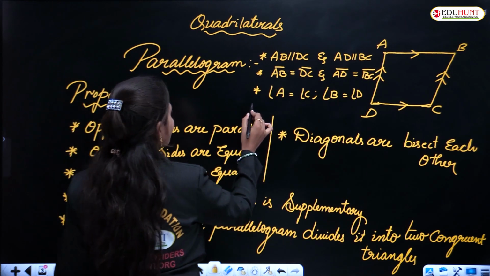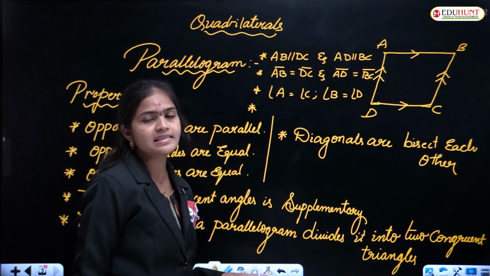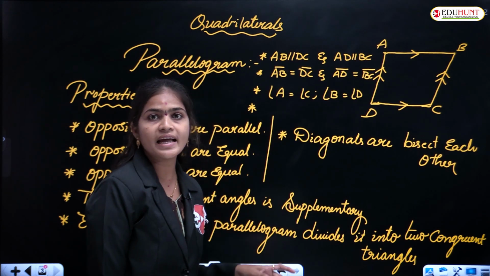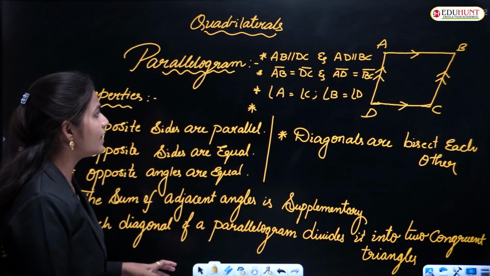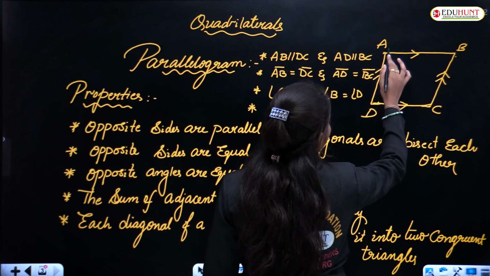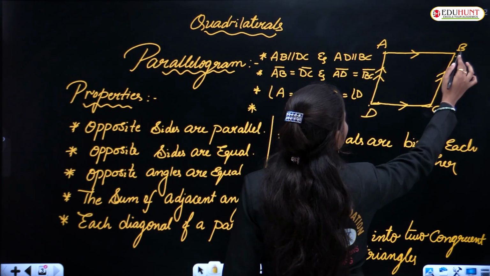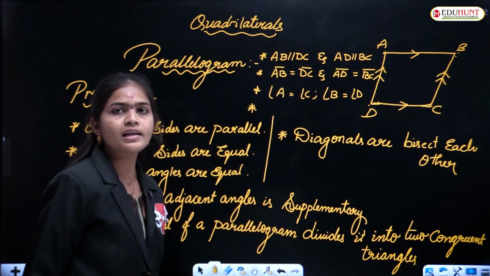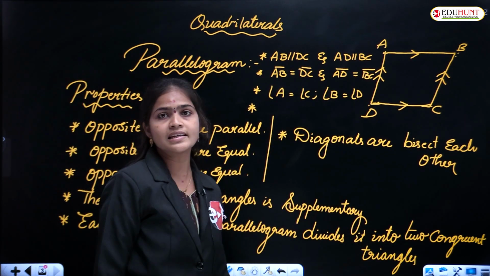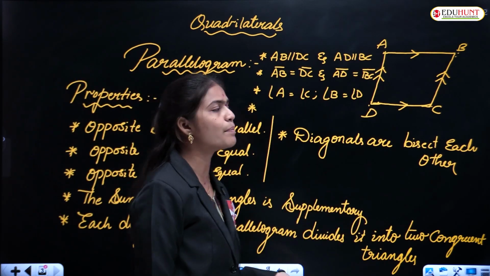Next one, the fourth one: the sum of adjacent angles is supplementary. So here adjacent angles means angle A plus angle B, or angle A plus angle D, or angle D plus angle C, angle C plus angle B. Okay, so you can take any two adjacent angles, the sum of any two adjacent angles is supplementary.